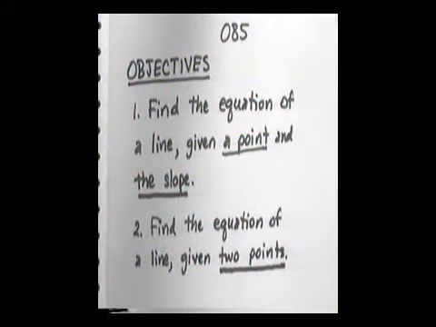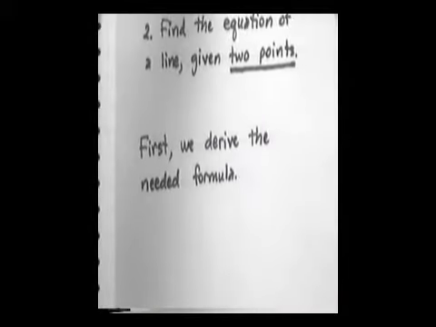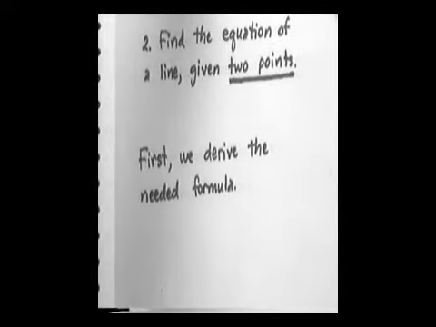To accomplish these two objectives, we need a formula that we have not seen before together. So our first task is to derive the needed formula. Now you understand that deriving a formula means we take information that we already know and manipulate that information to come up with the formula that's required.